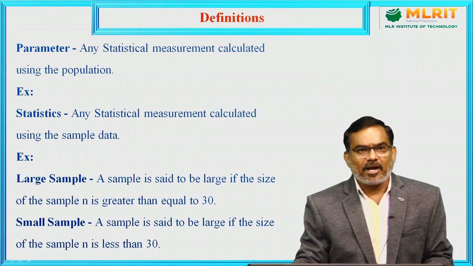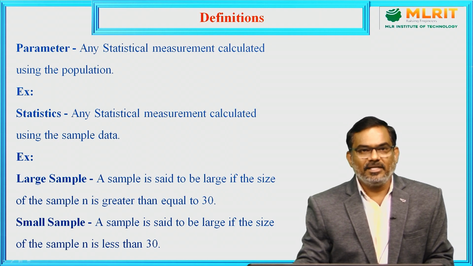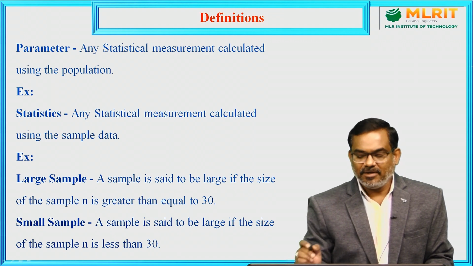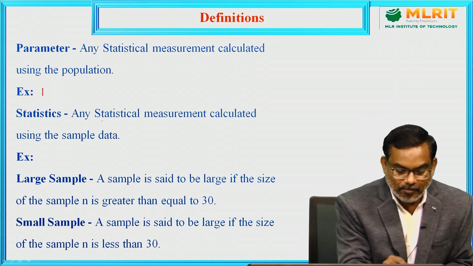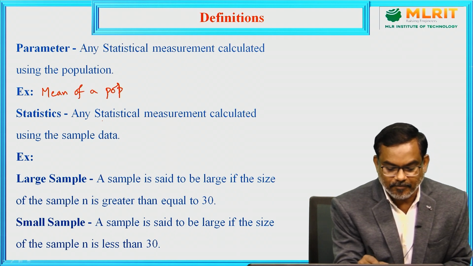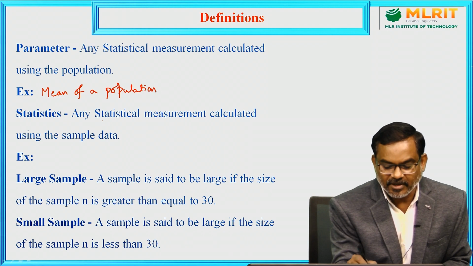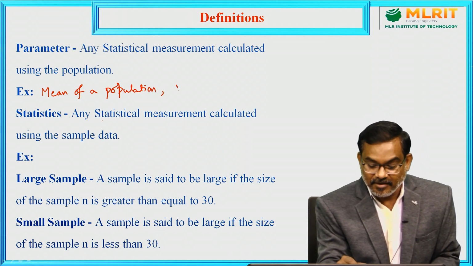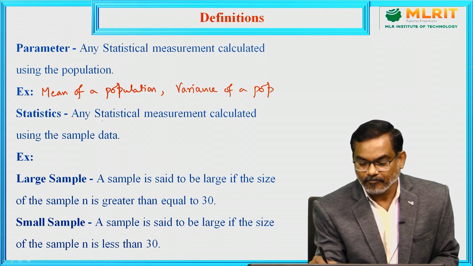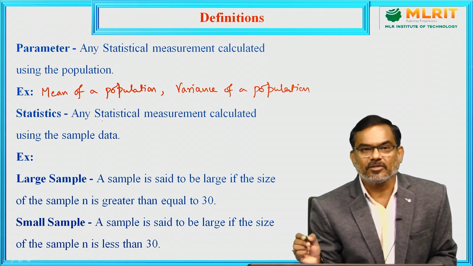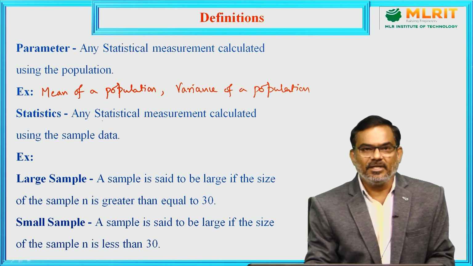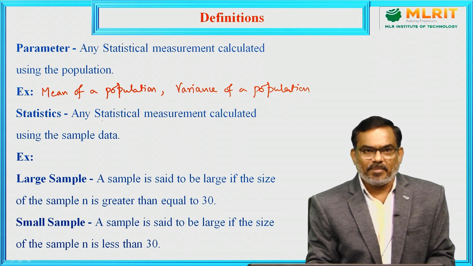Now a parameter is any statistical measurement calculated using the population. That means if we calculate the mean of a population, that is called a parameter. Similarly, variance of a population, that is also called a parameter. So any statistical measurement calculated using the population, that is called parameter.